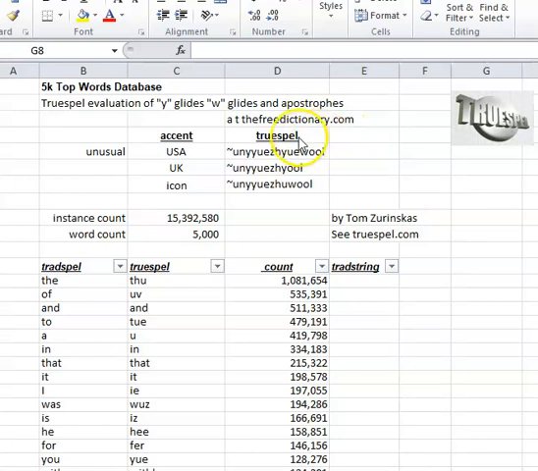Y glides, W glides, and apostrophes as they relate to Truespel. What you see below here are words, and they are spoken in 3 accents: USA, UK, and a tiebreaker icon that exists. When you click on these, you will hear the words you choose spoken in accent.